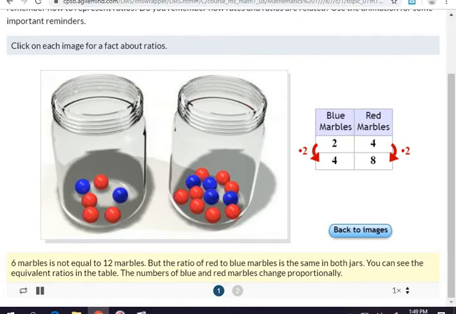Okay, but look at the question above your chart. It says the ratio of red to blue marbles. If a question said write the ratio of red to blue, and I wrote 2 to 4 as my answer, is that the correct answer? No. Why? Because there are 4 red marbles. I said red first, so that would have to be recorded first.